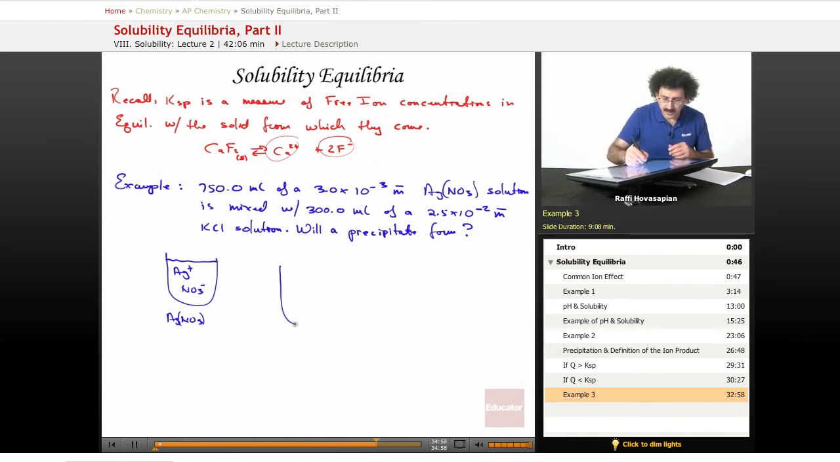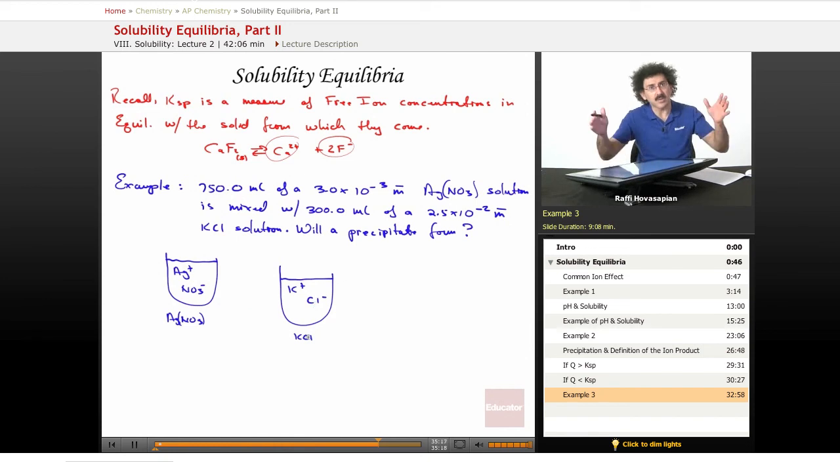Now we also have another solution. We have 300 milliliters of this potassium chloride solution. Well, potassium chloride is also a completely soluble salt. So we write KCl as a solution, but really what you have is free potassium and free chloride. It's fully dissolved. And again, these are not saturated solutions. There's no solid anywhere. These are just solutions of potassium chloride and silver nitrate.